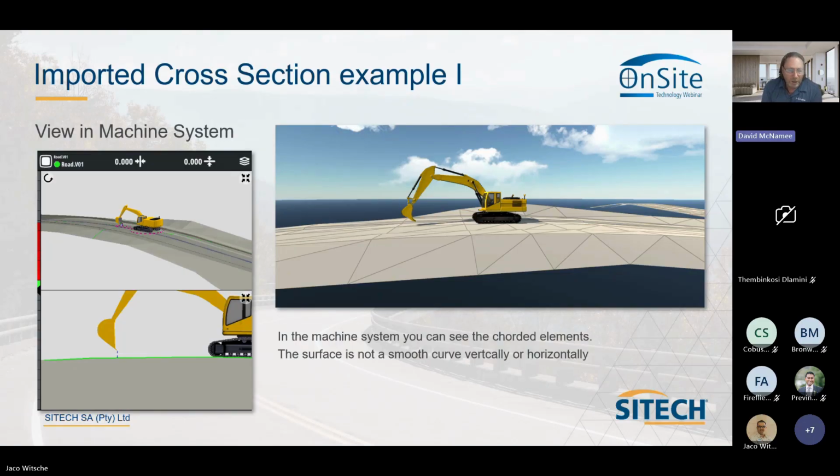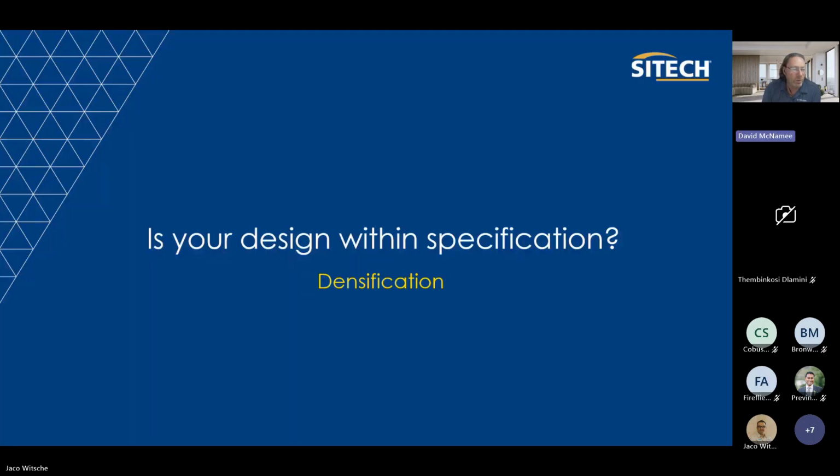We imported that design as it was. We didn't do anything; we accepted those errors and put them into the machine control system. On the left-hand side, you can see the screenshots from the operator view in our machine control, and then the visualization from our simulator. You can see that the curves are not smooth. It's a series of chorded arcs going around the horizontal and vertical curve, where those errors we saw previously come into it. So it's not a very smooth model.